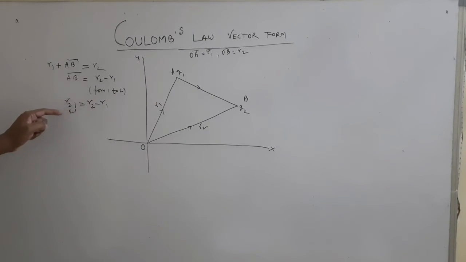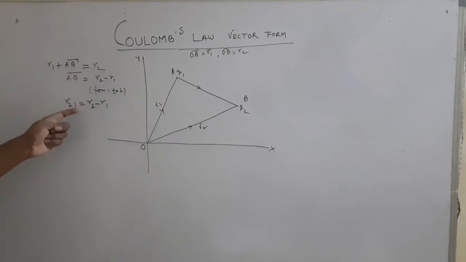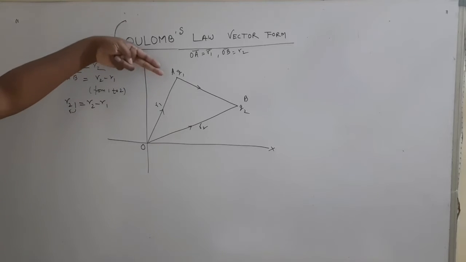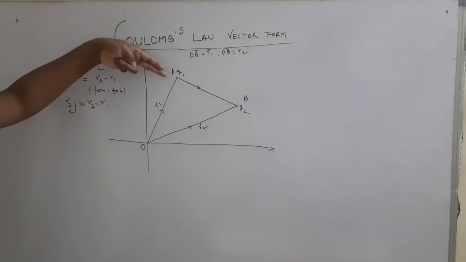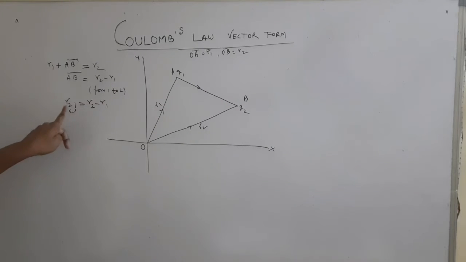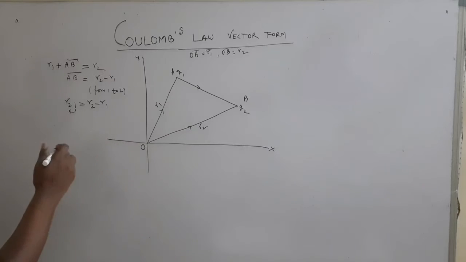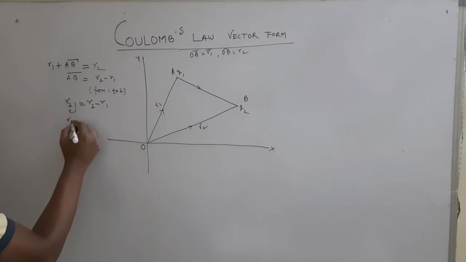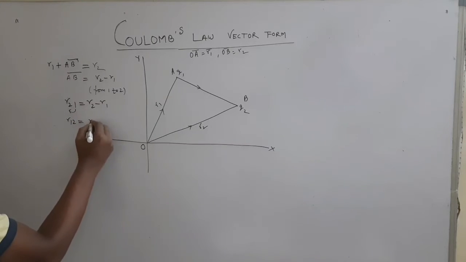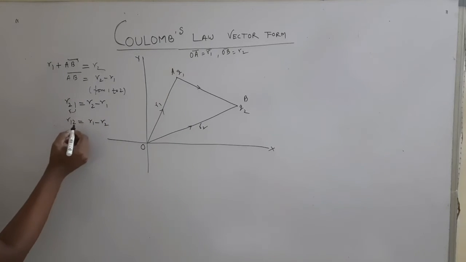So R21 is R2 minus R1, and the sense of direction is from 1 to 2, meaning from A to B. It goes like this, and that is represented as R21. If I change the direction, then R12 will become R1 minus R2, and the sense of direction is from 2 to 1.